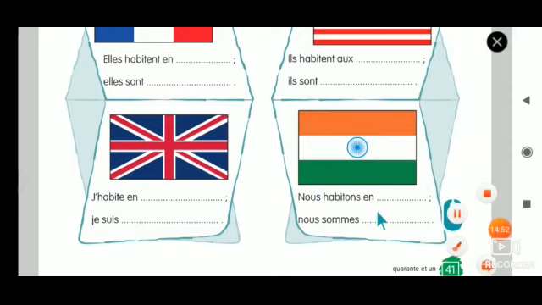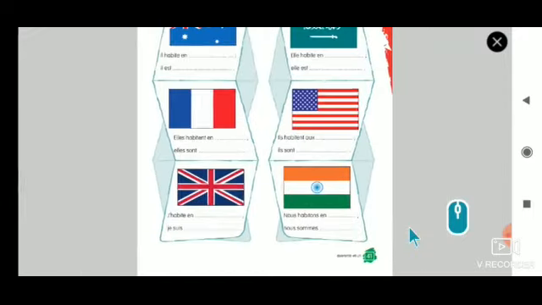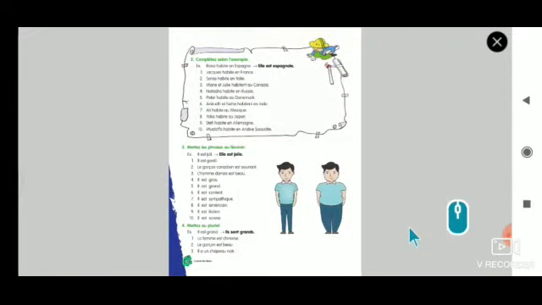Nous habitons en Inde, and the Indian flag, and nous sommes indiens. Nous sommes indiens. Okay, nous is plural, right? You and me. So no, just put INDIENS. If it is singular, no need to add S. So this is the difference. Hope you will finish this exercise.